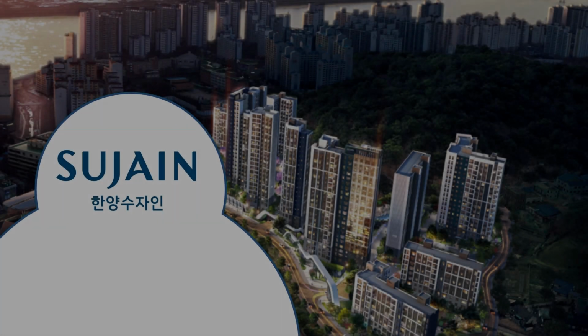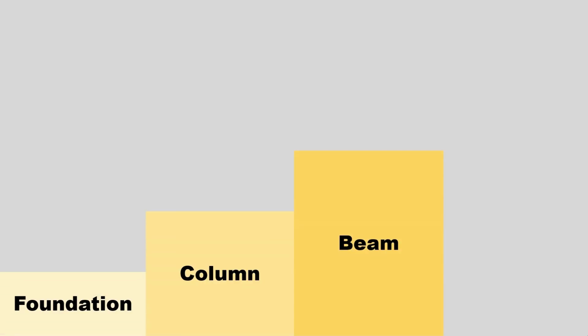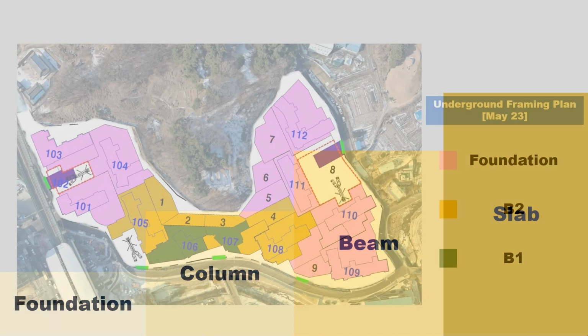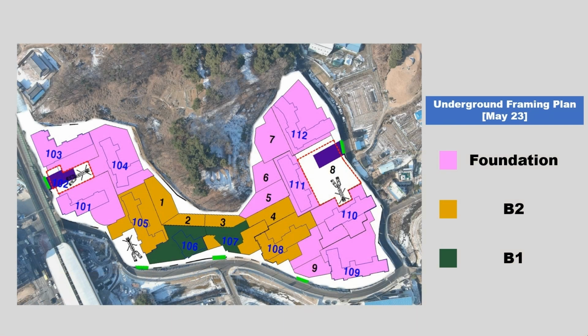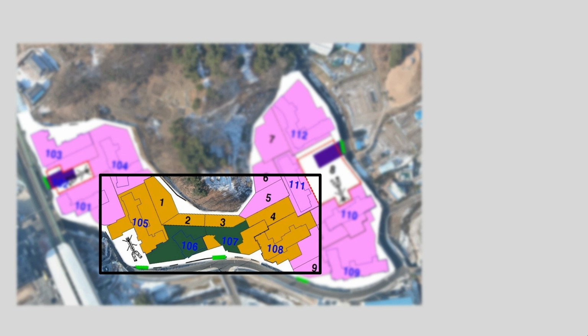So, how is Hanyang-Sujain applying the rigid frame structure in construction? The on-site installation process is being carried out in order of foundation, column, beam, and floor. The location where the entire installation process can be seen on site is the site for buildings 105 to 108, which has completed installation up to the second basement level.